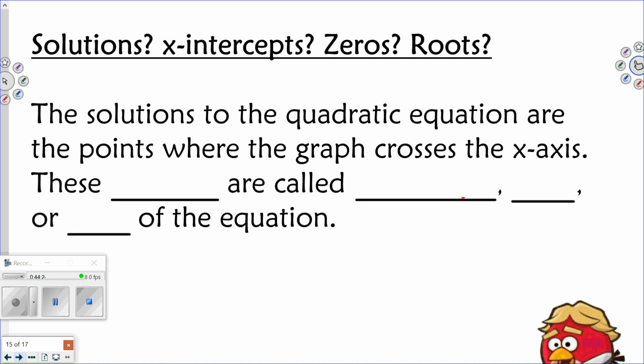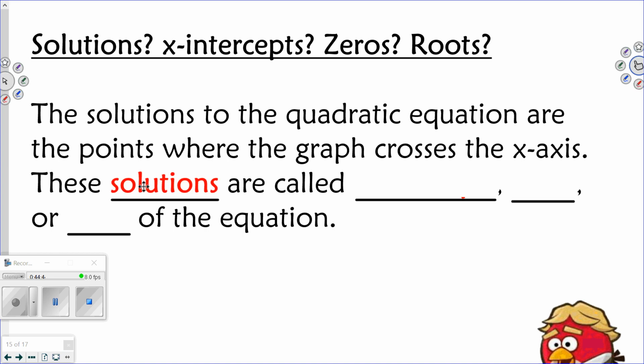Homework tonight, you're going to have some where you're just graphing, and then some where you're going to graph, and then solve, and we're going to make sure they match up. Because that's the whole point of this. The whole point is to recognize the answers are where the graph crosses. So the solutions to the quadratic equation are the points where the graph crosses the x-axis.